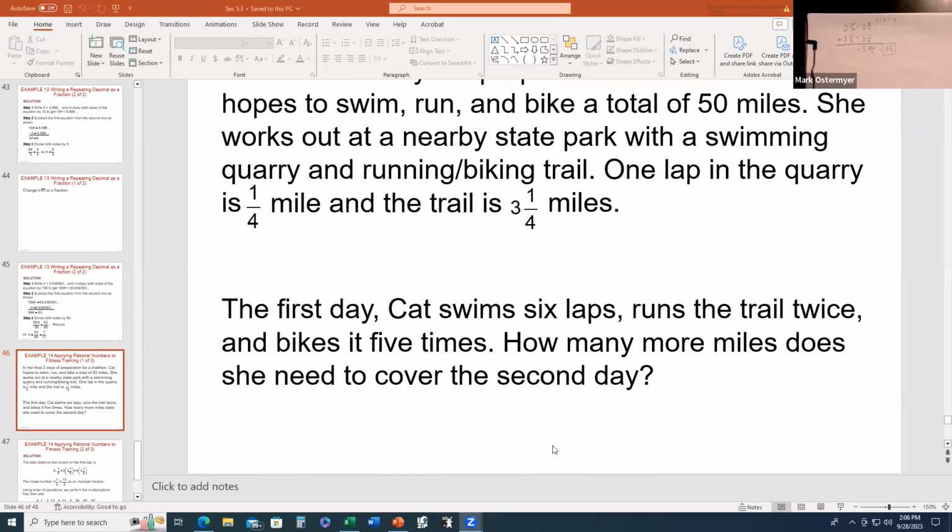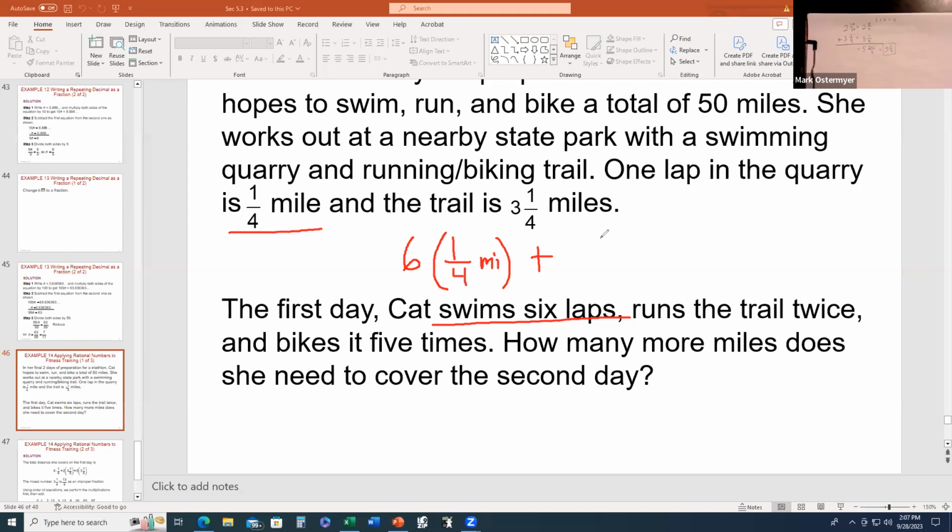How many laps does she swim? 6 laps. And each lap is how long? So she swam 6 laps. Each lap is 1/4 mile long. This would be the total number of miles that she swam on day 1. Plus, but wait a minute, we've got the other thing, namely the running and the biking. She runs the trail twice and bikes it 5 times.